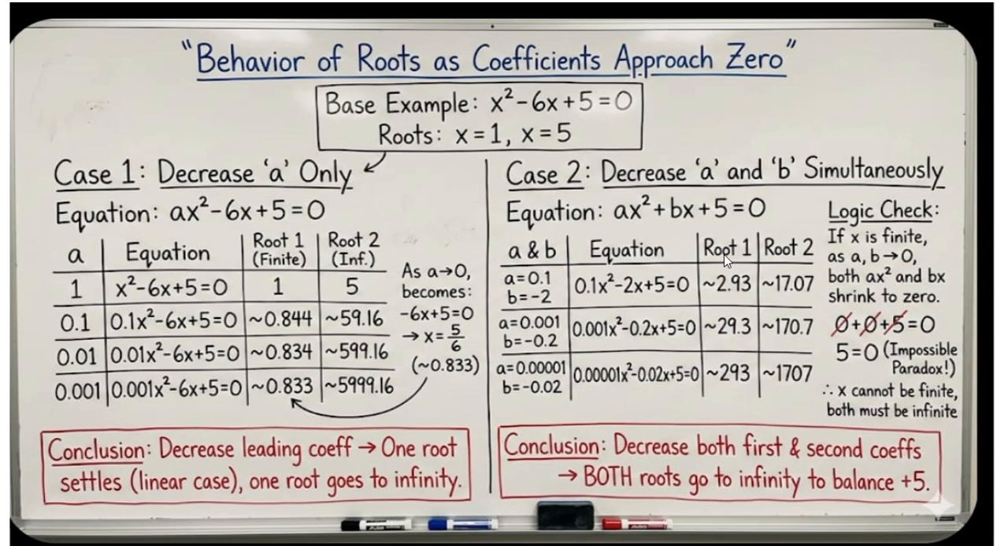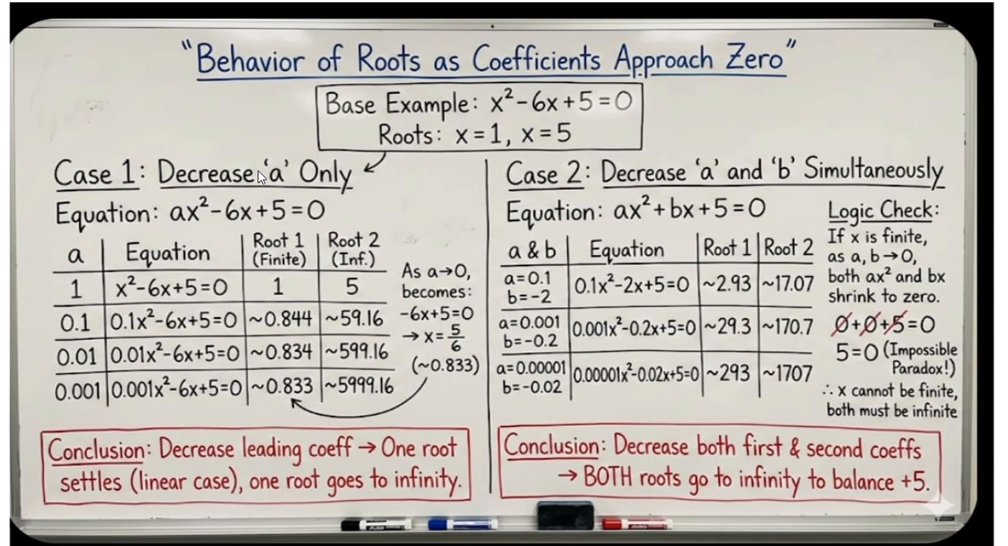If you solve it, the roots become approximately 2.93 and 17.07. Now if you decrease both the coefficients a and b, see what happens: both roots are going to increase. It means that when you decrease both the first and second coefficients, both roots are going to infinity. See, this is the case.